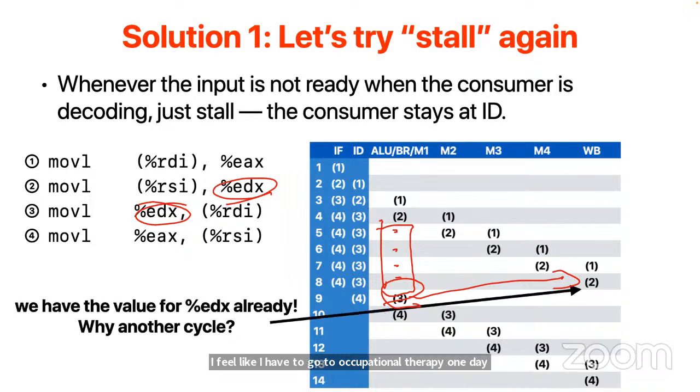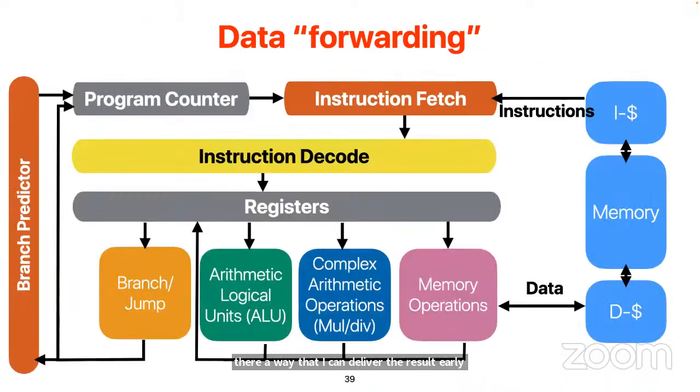Okay, here we go. So your question would be this: at this point, after you finish your M4, you actually already have your EDX value ready. Why do we have to wait for the write back? Is there a way that I can deliver the result early? That's the idea of data forwarding. Data forwarding is we add hardware logic or wires to forward your outputs from functional units to other functional units instead of getting everything from the register.